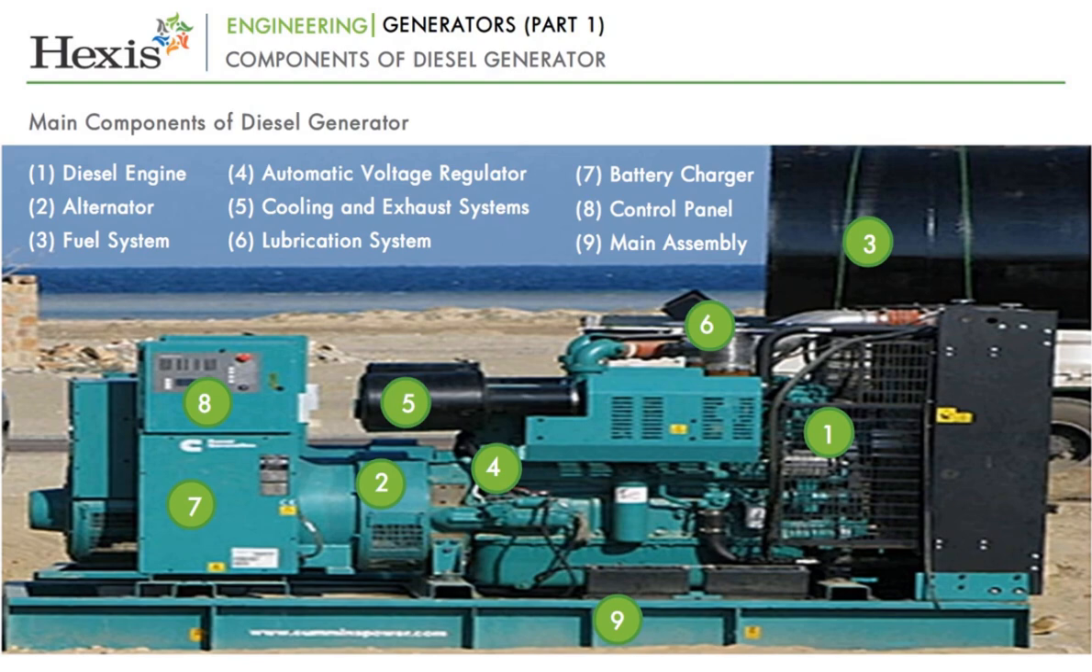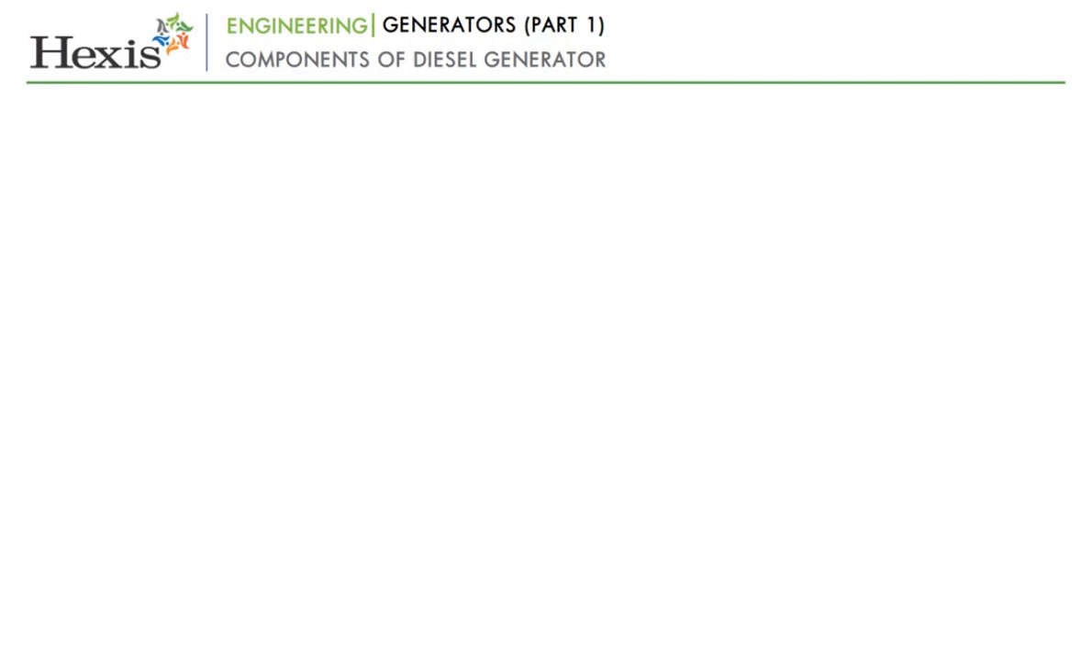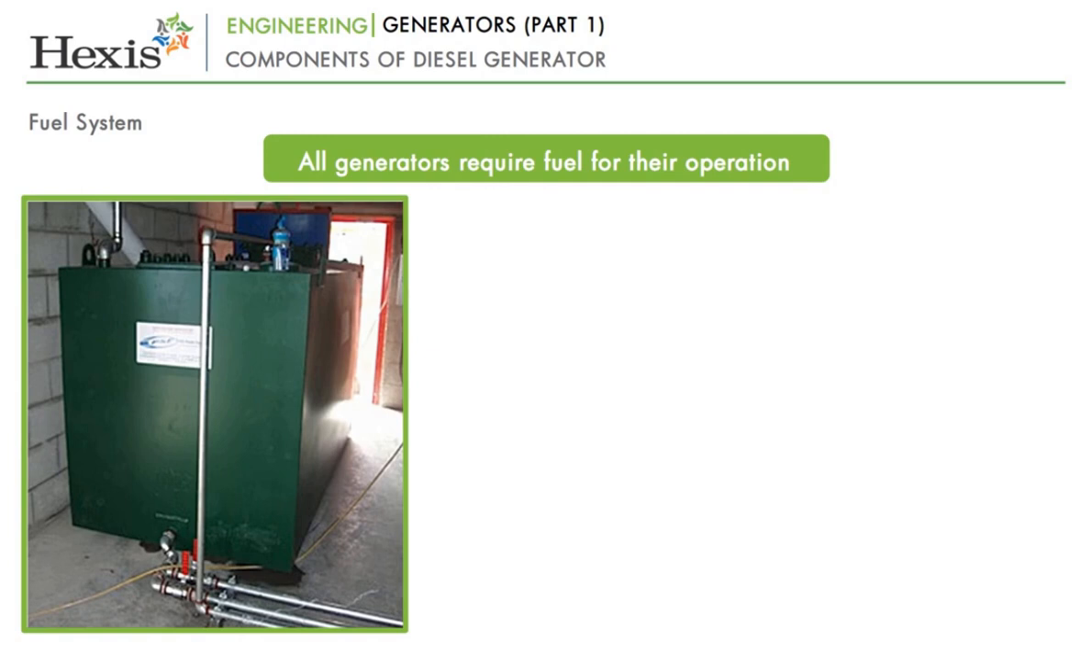Since we have already covered the diesel engine and the alternator in the previous section, let us start with the fuel system. All generators require fuel for their operation. Thus, fuel plays a crucial role in generators. Day fuel tanks are kept for ready use near the diesel generator and have a capacity of 1000 liters.